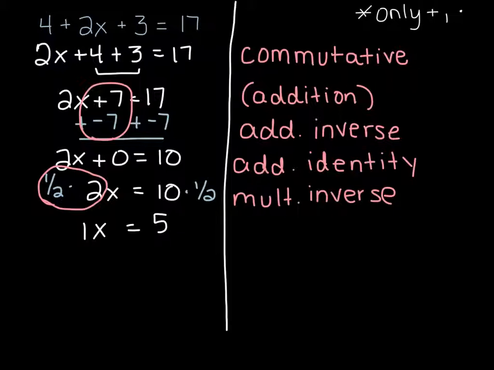And then from there, I would love to just say, well, 1x, that's just the same as x, right? So x equals 5. The reason I can make that jump, the reason I can say, oh, well, 1x is the same as x, is because multiplying by 1 doesn't change anything's value, which is called the multiplicative identity.